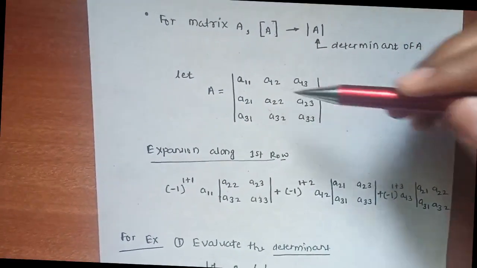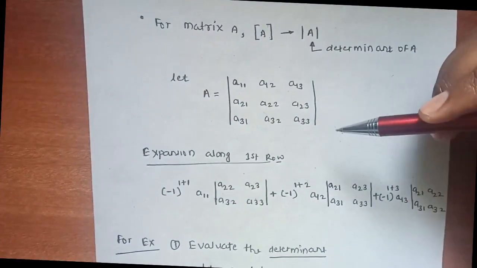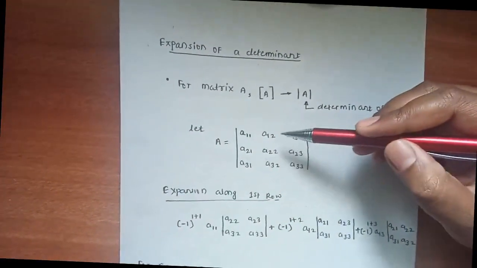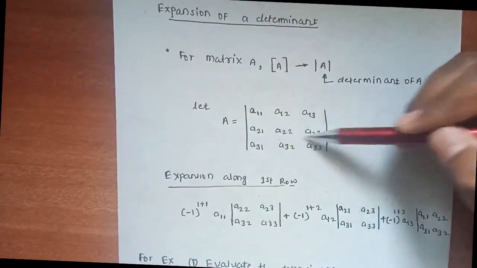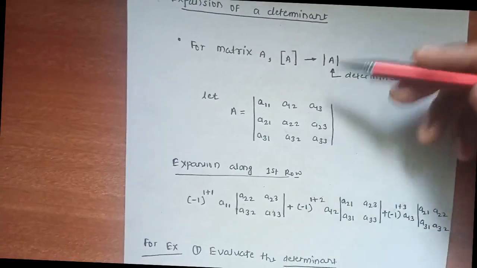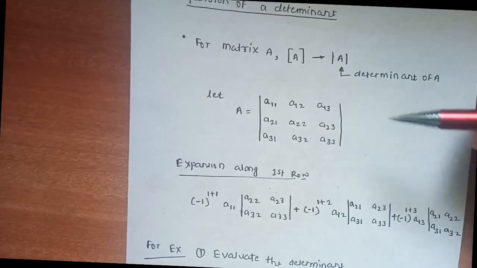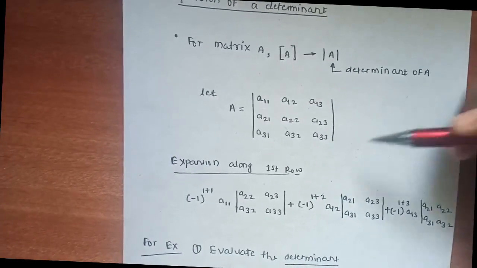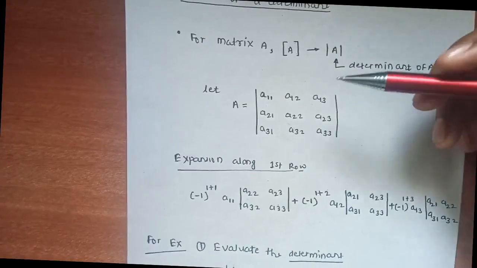In matrices we cannot expand, but one quality of the determinant is that we can expand it. We can expand a determinant along the first row, second row, third row, or first column, second column, or third column, whatever they have given in the book or in the exam.